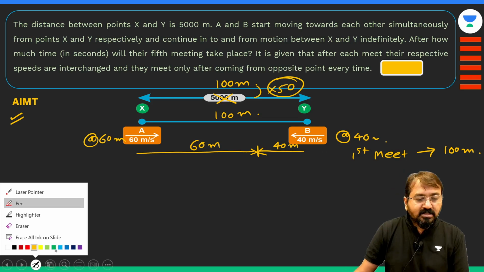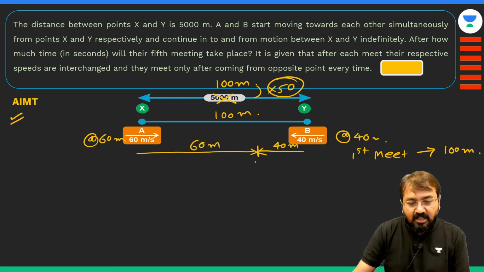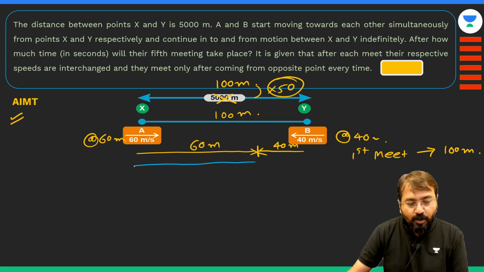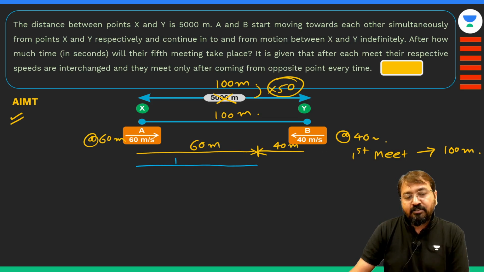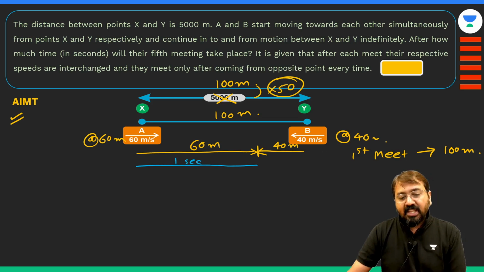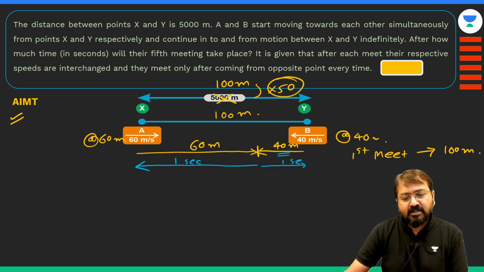Now what happens? B will go further till the point X and will come back and will meet A somewhere. But now the speed of B becomes 60 meter per second. So can I say B needs to cover the 60 meter distance and the speed is 60 meter per second, so it will take 1 second. Similarly, A will go this side, but A is going at 40 meter per second, and A needs to cover 40 meter distance, so it will also take 1 second.